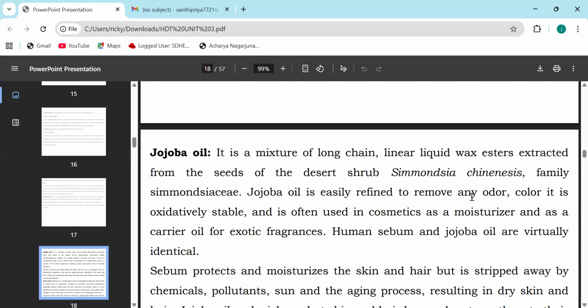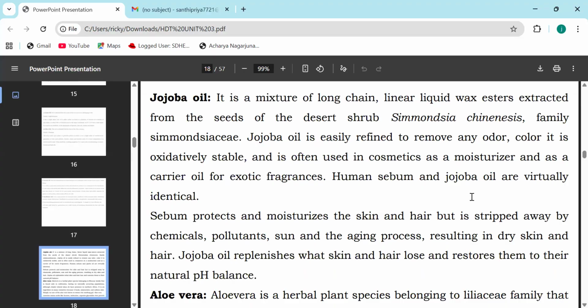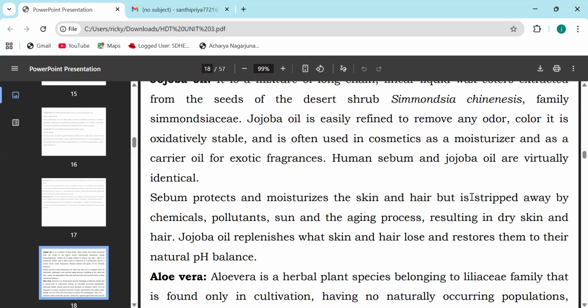fragrance. Human sebum and jojoba oil are virtually identical, and sebum protects and moisturizes the skin and hair but is stripped away by chemicals, pollutants, sun and the aging process, resulting in dry skin and hair. Jojoba oil is helpful for replenishing bad skin and hair loss and restores them to their natural pH balance. And next, coming to the aloe vera.